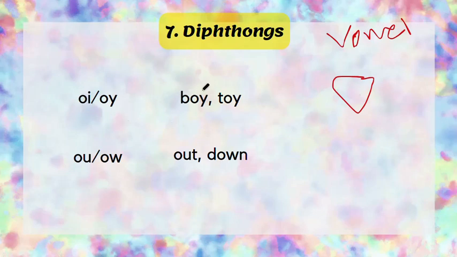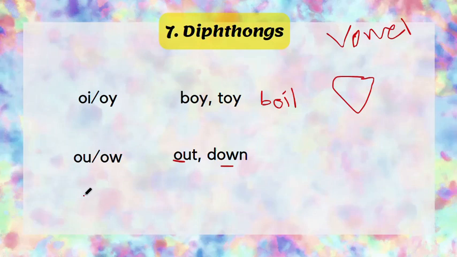Say the word boy, b, oi, boy, and toy. You can also say the word boil or coin. Next is ow, as in out or down. The sound is ow, ow. Again, your mouth will change the position. That's why it's a diphthong.